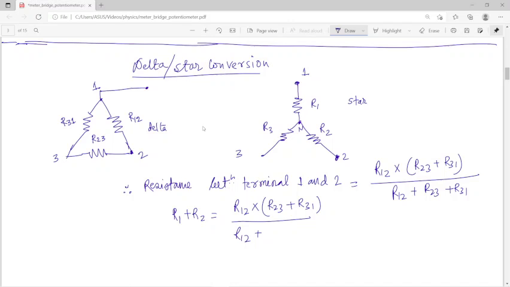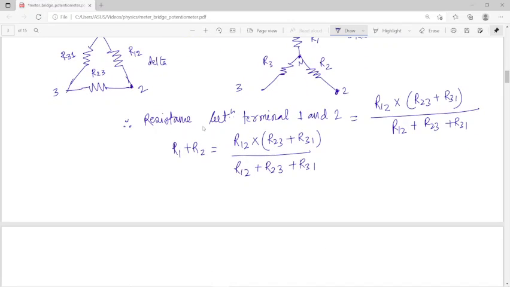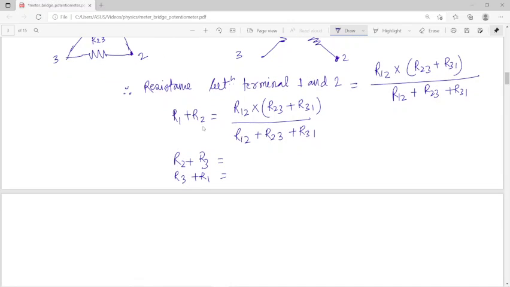So I can say this can be written like that. Similarly, the same thing, that means we will get R2 plus R3, that is also the same thing, and also you will get R3 plus R1. You need not remember all those things. The thing is that if we solve this, then we will get the conversion.